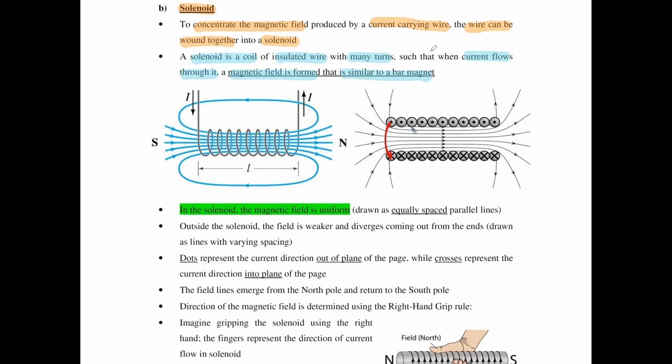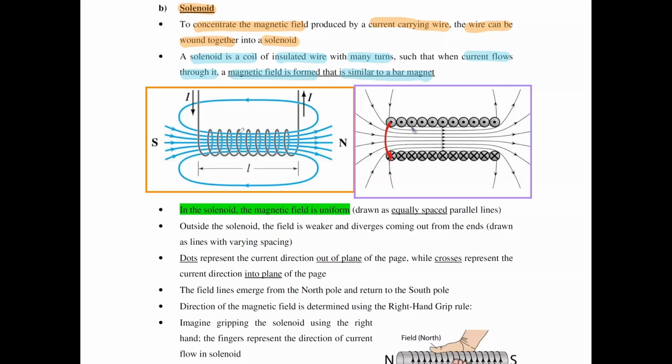bar magnet. If you look at the diagram below, the first diagram on the left is that of a solenoid. The magnetic field that is formed around it is very similar to that of a bar magnet. Now, inside your exam questions, when you want to draw it out, you would normally draw it as the diagram on the right, where you imagine yourself as cutting the solenoid in half and you draw what you see along the cutting plane. Okay, now for the magnetic field that you draw, there are a few things to note.